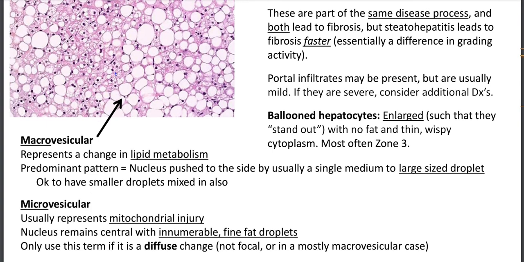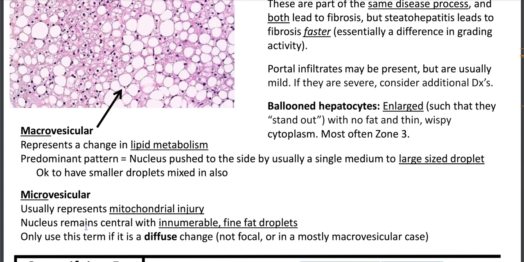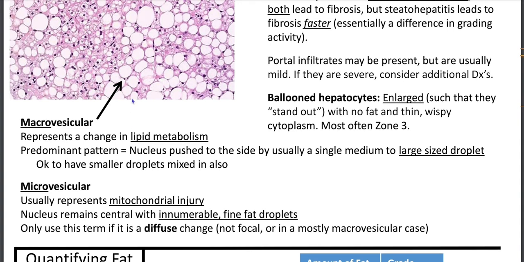But if you see them as a diffuse change, these smaller droplets, you want to consider microvesicular steatosis, which represents mitochondrial injury usually. And the nucleus remains central as opposed to eccentric, with innumerable fine fat droplets.